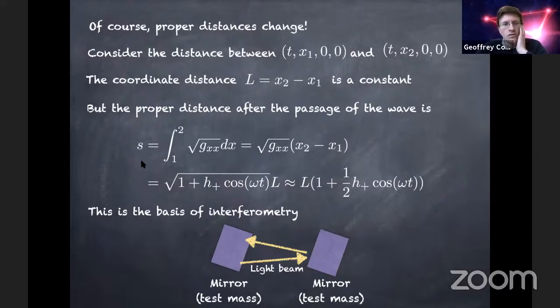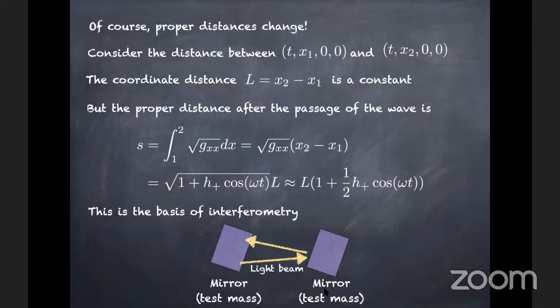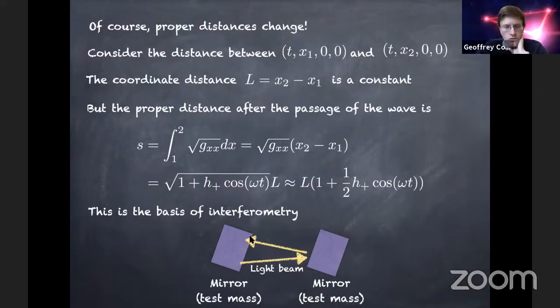That property, that the proper distance changes, is the basis of interferometry. If you have two mirrors which are test masses and you send a light beam between the two, the light beam will acquire a phase difference due to the change of proper length that it has to pass through when it bounces between the two mirrors.